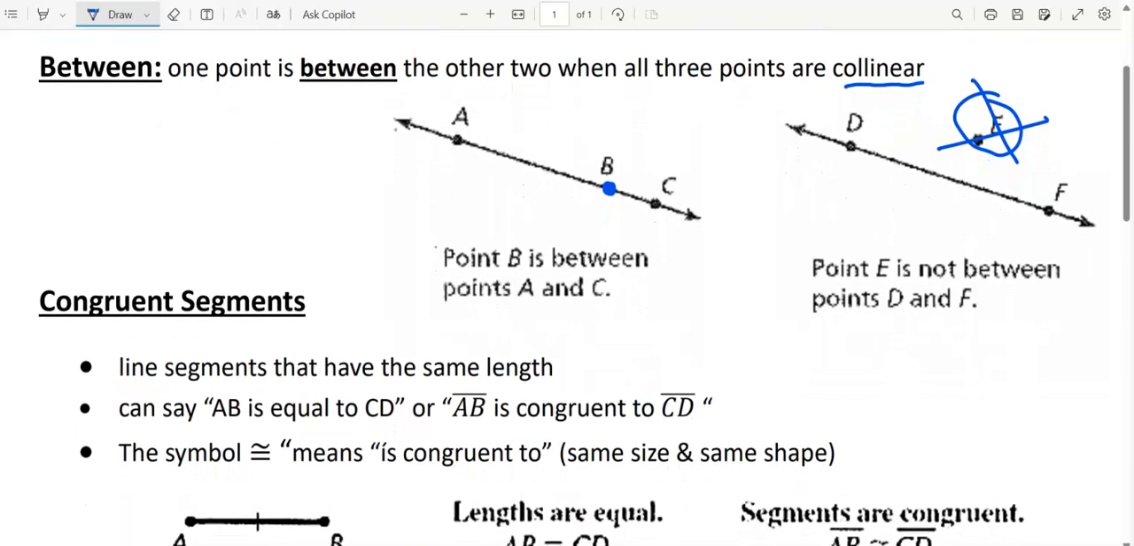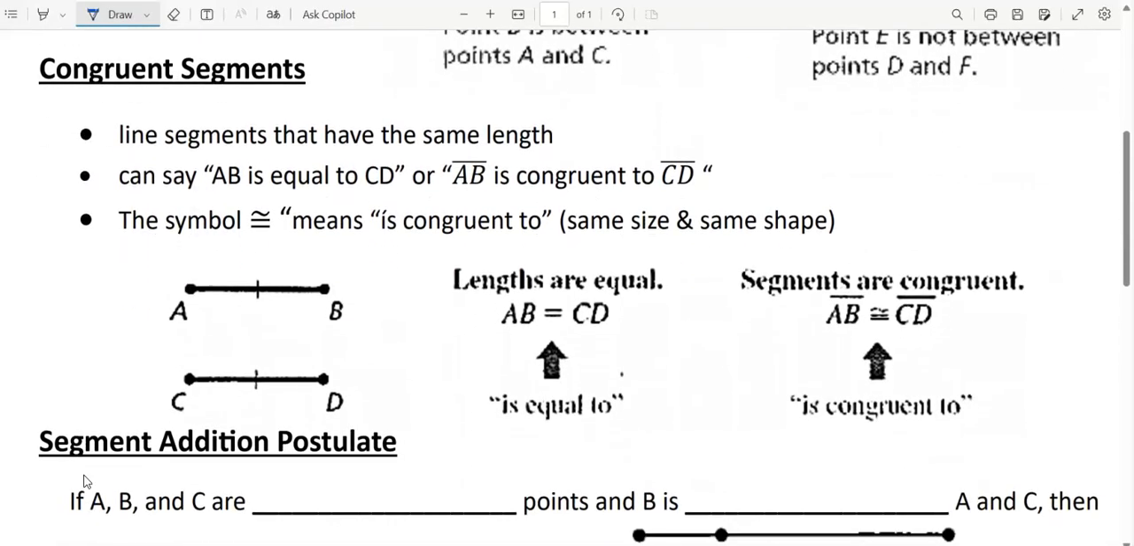Next thing we got to know is congruent. Line segments that have the same length are congruent segments. We talked about it on the notes on Monday. Same size, same shape, same measurement. So you can say it this way. AB is equal to CD. That's the measurement. Or segment AB is congruent to segment CD. So this symbol right here, do y'all see this with your eyes? This is a congruent symbol. That means is congruent to, which is the same size and same shape.